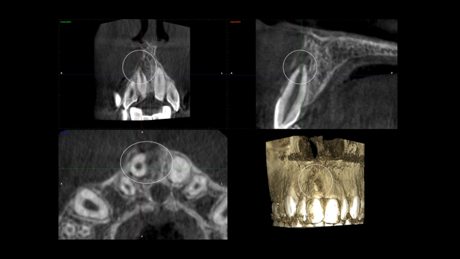In the axial view, you can see the lateral extent of the periapical abscess. I don't often use the rendered images, but in this case you can see quite clearly where there's been loss of cortical bone as a result of the lesion expanding.